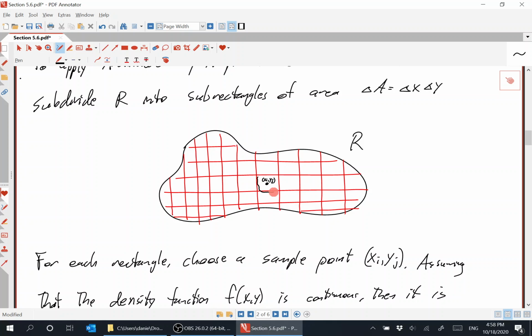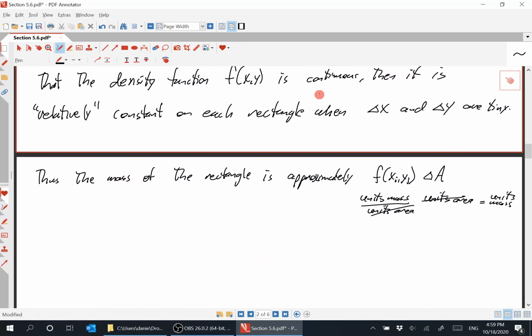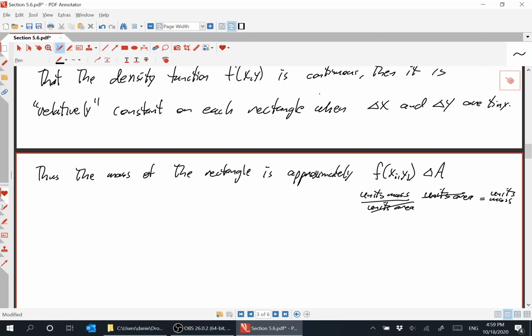I mean, it does vary, the density around here. But since it's really tiny, it doesn't vary that much. So as long as you're relatively constant here, you just take the density at one point as an approximation for the density of the whole thing. So when you have a constant density, then the mass is just constant density times area. Units mass per units area times area gives you units mass.